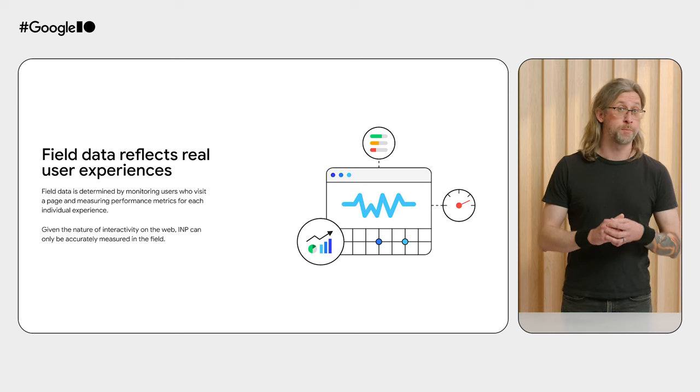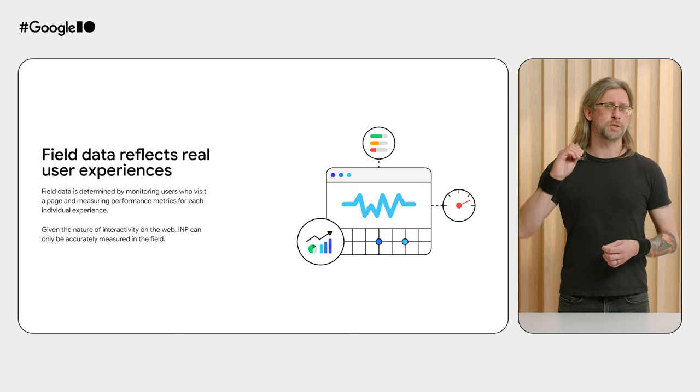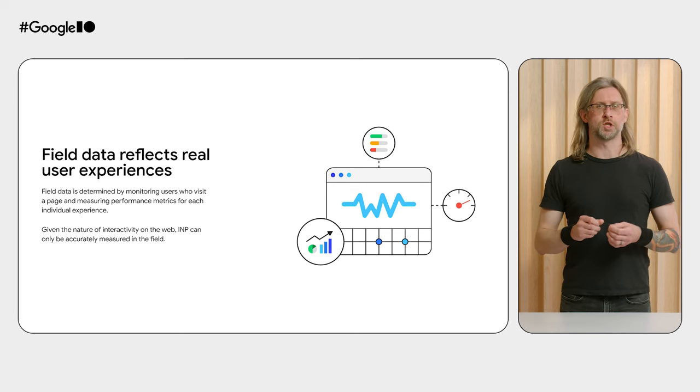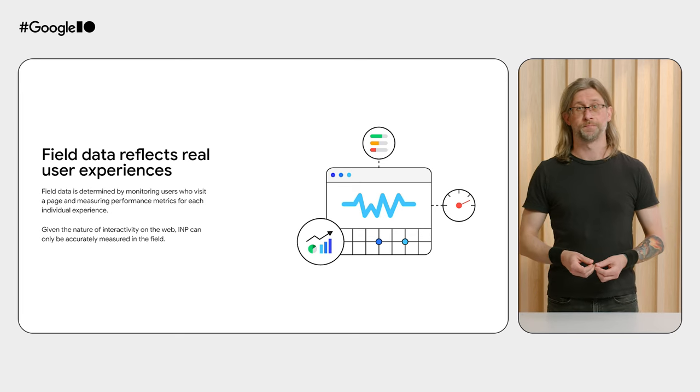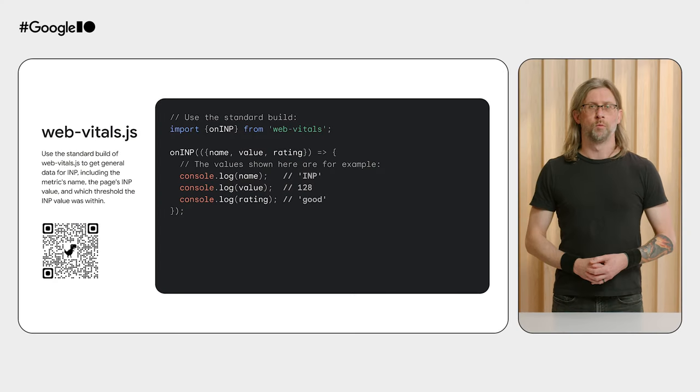And this is true for every performance metric, but it is especially true for INP because so much of what it measures depends on when the user happens to interact with the page. Without field data, you can't accurately assess the quality of your website's user experience, and in the case of INP, troubleshooting slow interactions becomes much easier when you do have it.